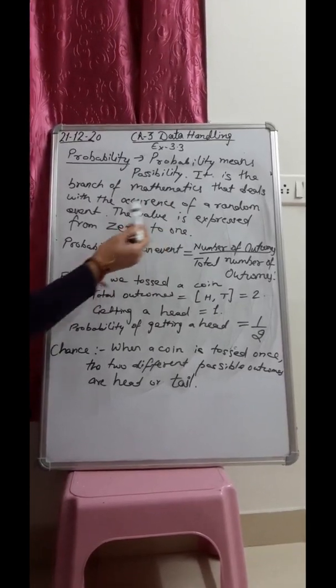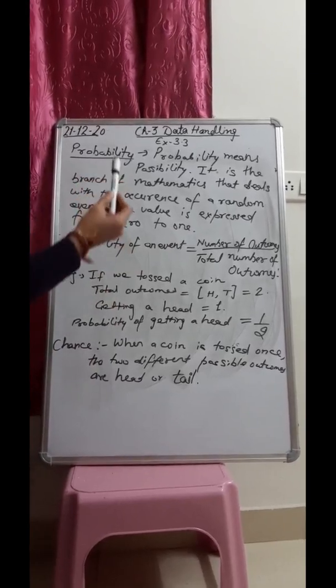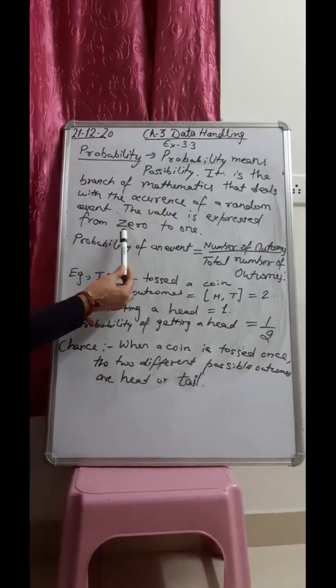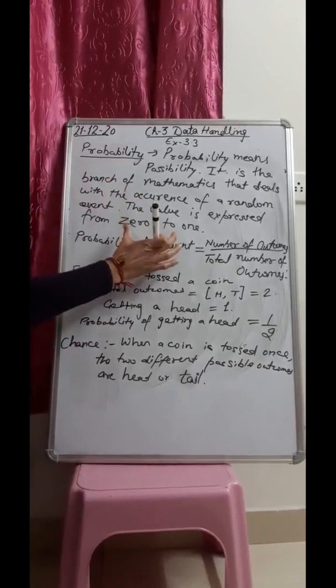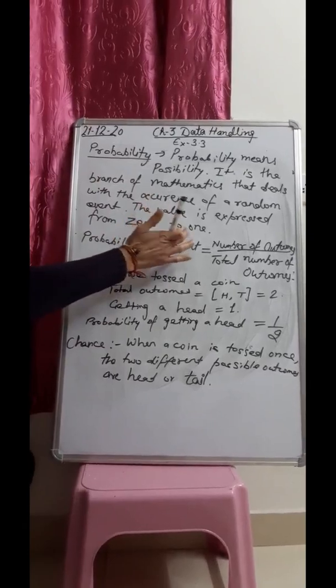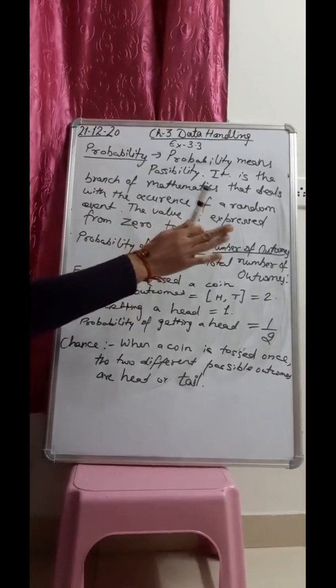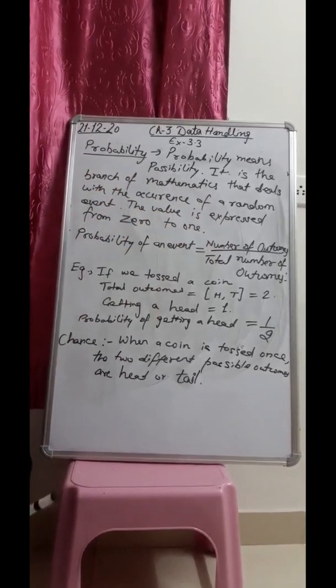The value is expressed from 0 to 1. That means the value of probability can come from 0 to 1. The answer of probability will come from 0 to 1 only. The highest probability will be 1. More than 1 is not possible. The probability will come between 0 and 1 only.